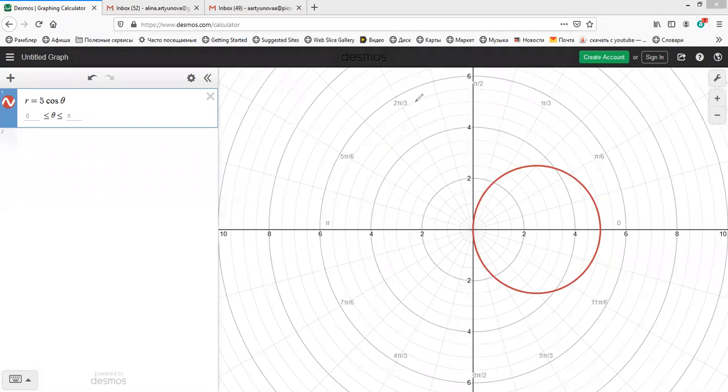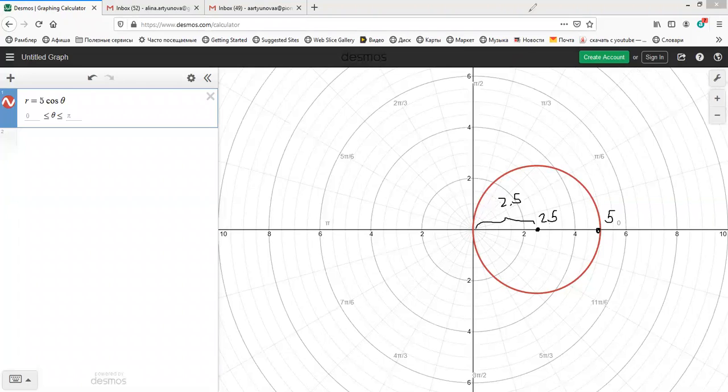Just a quick review. We did this last time. 5 cosine theta, 5 sine theta will produce a circle. But just a quick observation, that's the circle. You go 5 units to the right. The center will be right in the middle, maybe right here, 2.5. And the radius will be also 2.5.